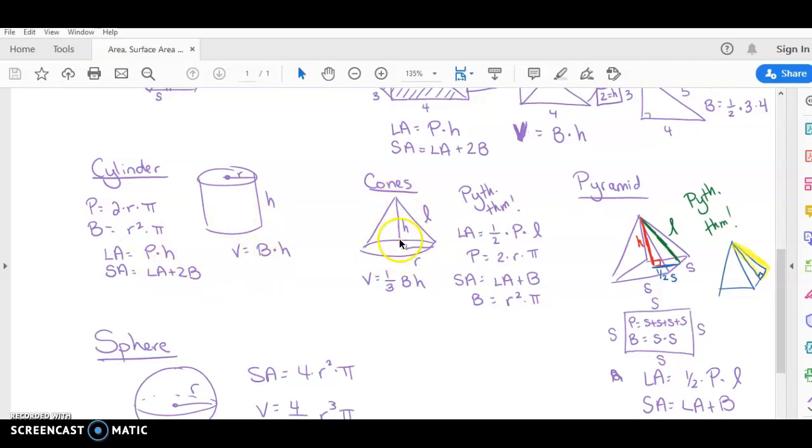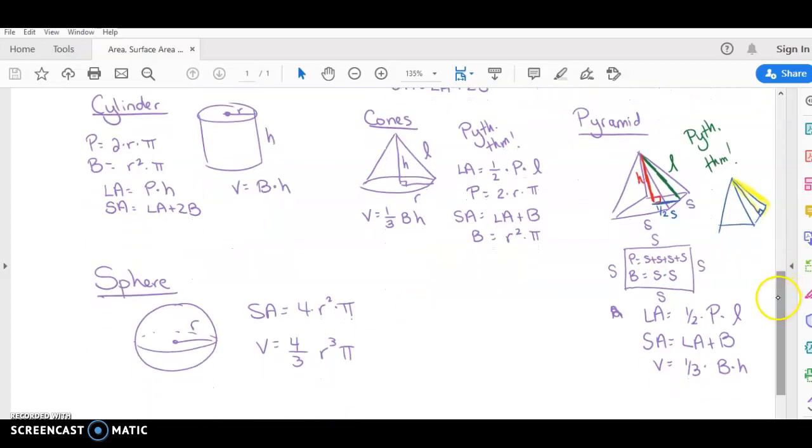Cone, remember we have height and we have slant height, and then the radius. Pythagorean theorem is definitely a possibility to find one of those missing pieces. The lateral area is 1/2 times the perimeter, so again, the circumference of the circle times the slant height. Perimeter again, 2 times 4 times pi, that's circumference. Surface area is LA plus B. Remember, B is the area of the circle. Area of the circle is radius squared times pi. Volume would be 1/3 times the area of the base times the height.